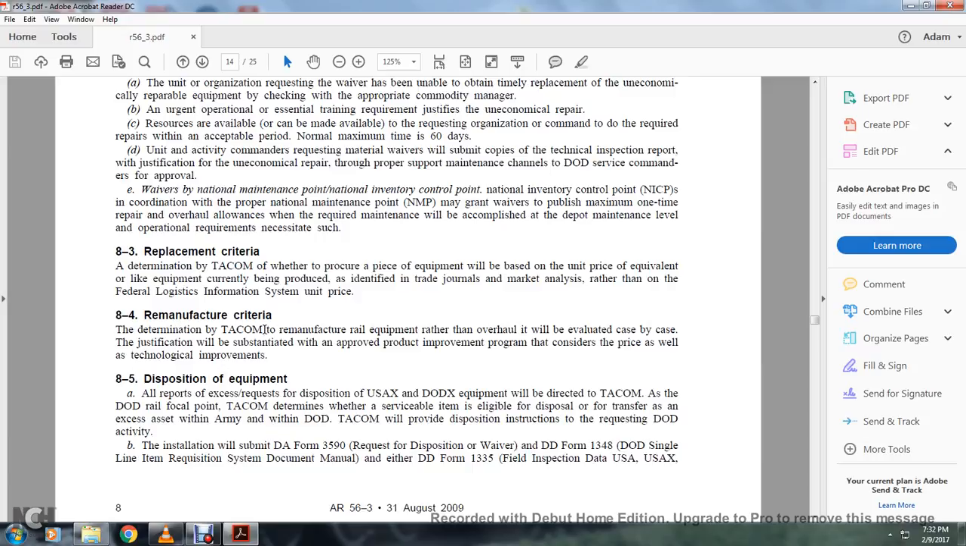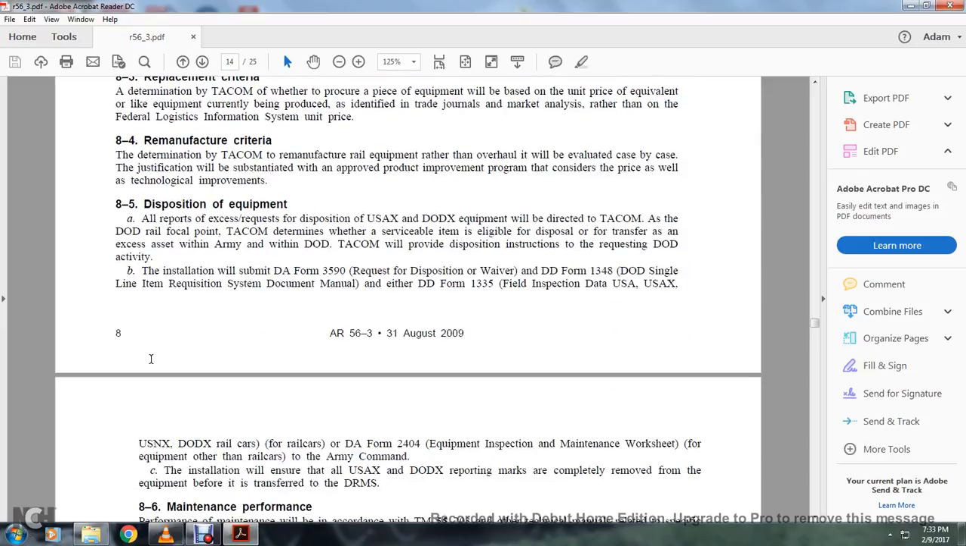Remanufacturing criteria that determine the transportation cost of the manufactured rail equipment rather than overhaul is evaluated case by case, with justification sustained by the approved product improvement program, with consideration of price as well as technological improvements.